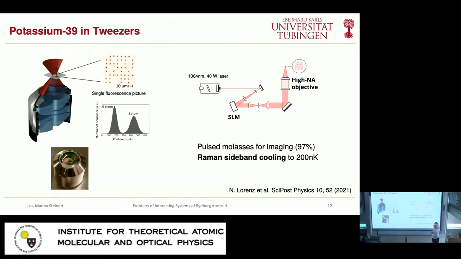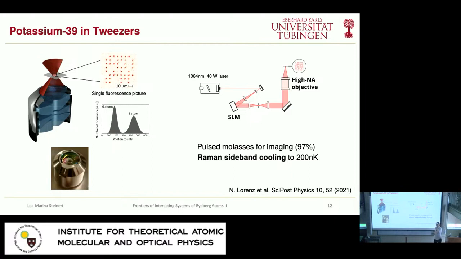Then for imaging, we use a pulsed imaging method, the pulsed molasses method. And additionally, which is also super crucial for those Rydberg dressing experiments, is to have Raman sideband cooling implemented, which in our case allows us to reach temperatures of roughly 200 nanokelvin.